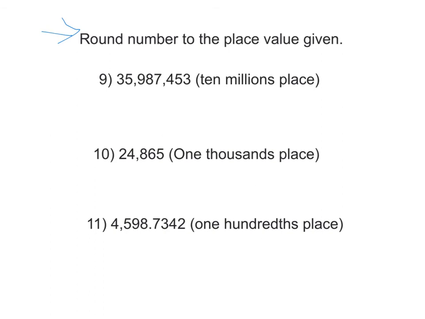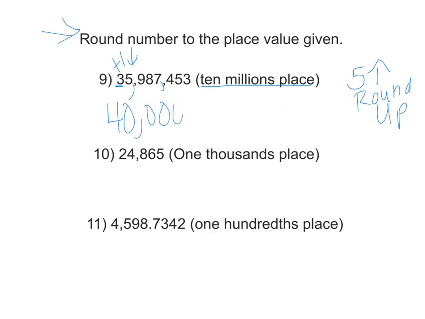So my first number is 35,987,453, and I have to round to the 10 millionths place. Well, I have my first decimal means thousands, my second decimal means millions, and then my tens is that 3. That means I have to look at my 5. Now, according to my chart, if the number is 5 or bigger, I need to round up. So 1 bigger than 3 is 4. So in the end, I should get 40 million.